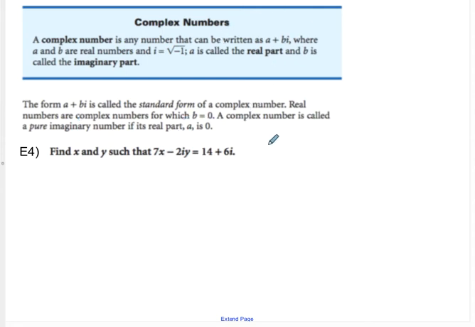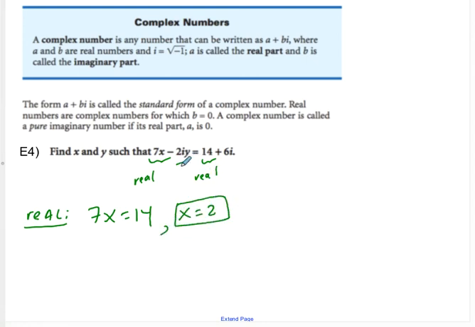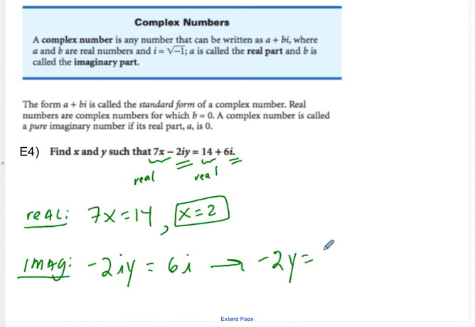So the trick here is that real stuff has to equal real stuff, and imaginary stuff has to equal imaginary stuff. So you're given 7x minus 2iy equals 14 plus 6i. So this is the real part on this side, it has to equal the real part on the other side. So if I want to set up an equation for my real components, 7x has to be 14, so x has to be 2, right? My imaginary part has to equal my imaginary part, right? So the imaginary parts have to be equal. So negative 2iy has to equal 6i. Well, that gives me that negative 2y equals 6, because those are the coefficients of the i, right? They're the part that aren't i, which means my y is a negative 3.